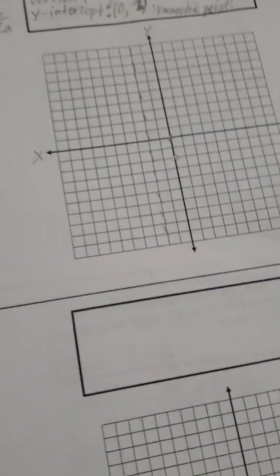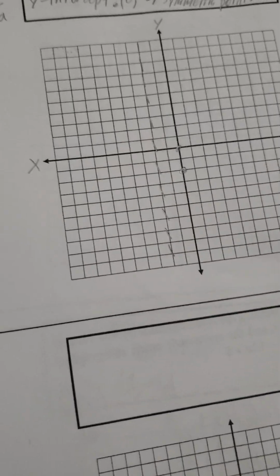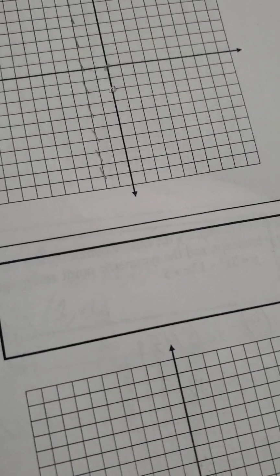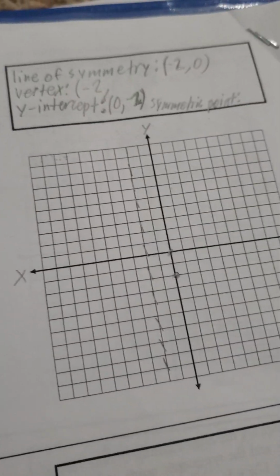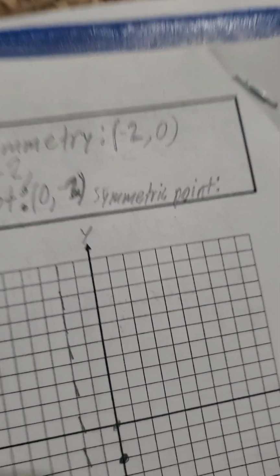Our symmetric point we will get to in a little bit, but for now let's just stick to this. So now our line of symmetry is negative 2, 0.